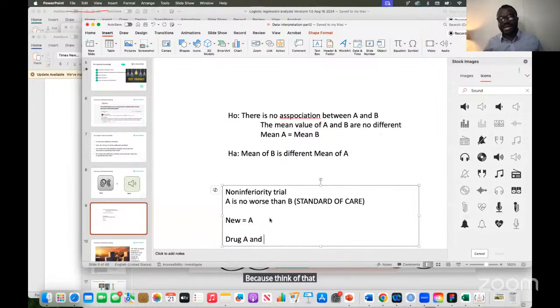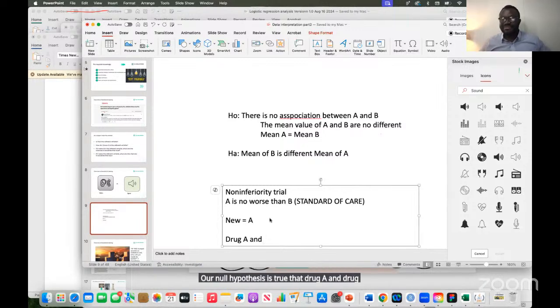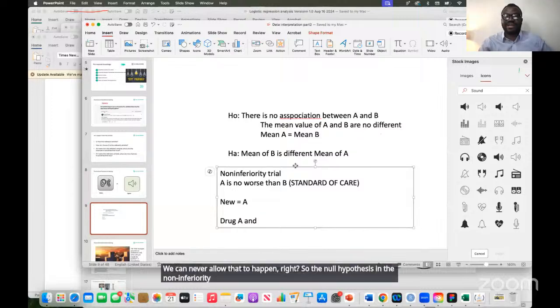If that was my null hypothesis, I would just go and conduct the sloppiest study and get 2 people in this arm and 2 people in that arm, and I will not see a significant difference. And I'll say, yay, our null hypothesis is true, that drug A and drug B are not the same. We can never allow that to happen, right? So the null hypothesis in a non-inferiority trial is different, right?